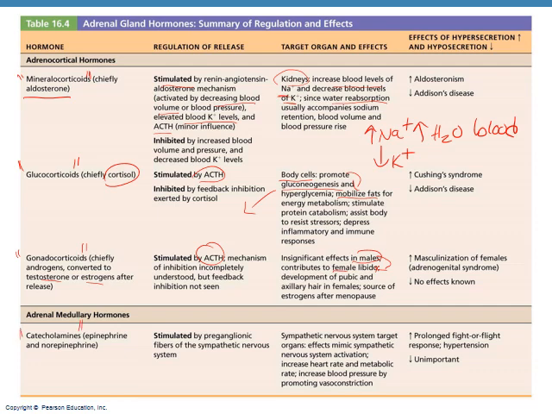Now we have our group of catecholamines, epinephrine and norepinephrine, stimulated by the sympathetic nervous system. It's going to target different organs, right? We're going to have increases targeting the heart. We're going to have increased metabolic rate. We're going to have increased blood pressure due to vasoconstriction.